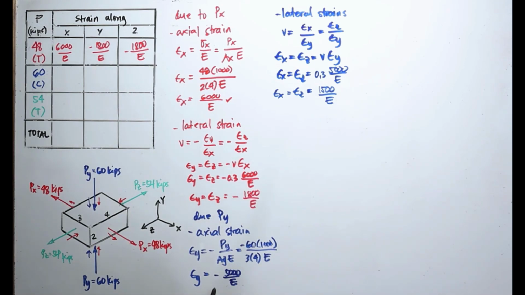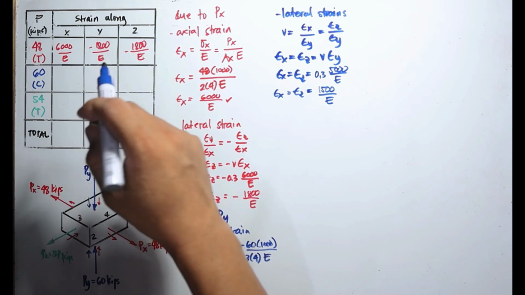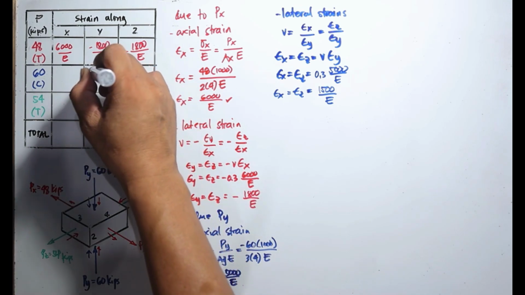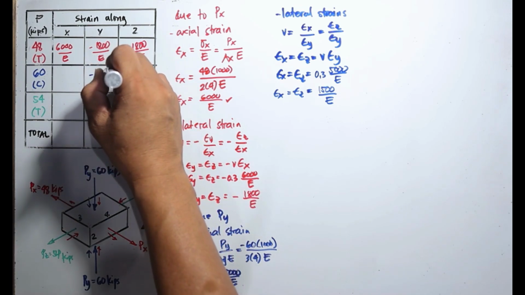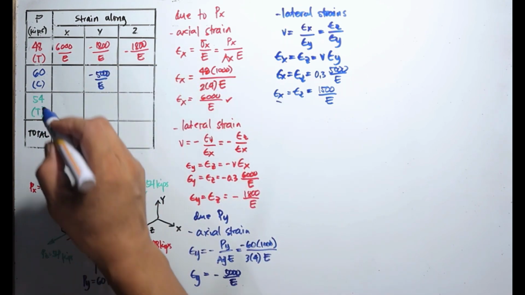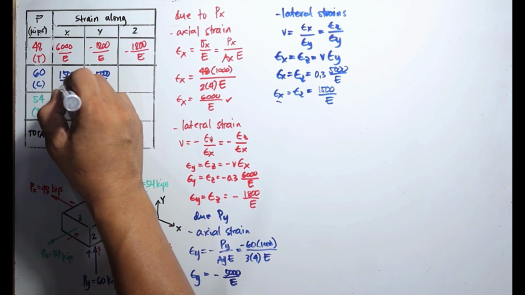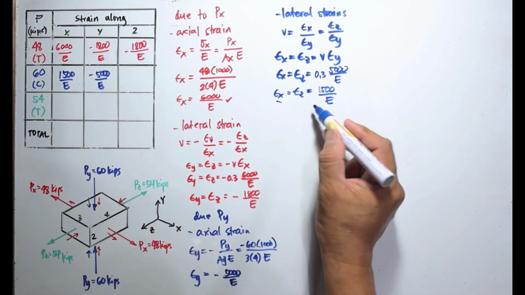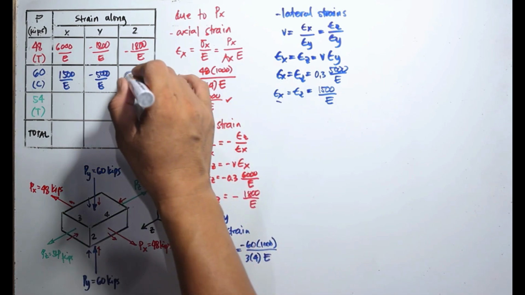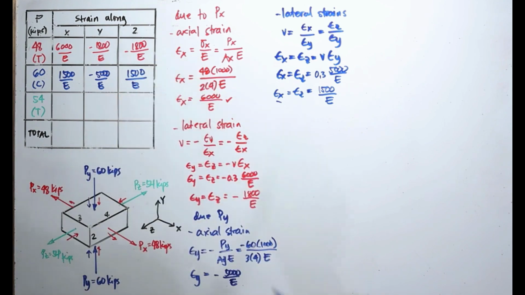Okay, so let's tabulate the result. We'll start with the axial strain. That should be here along Y, axial strain of 60. That's negative 5,000 over E. Then along X is positive 1,500 over E, and along Z is positive 1,500 over E.